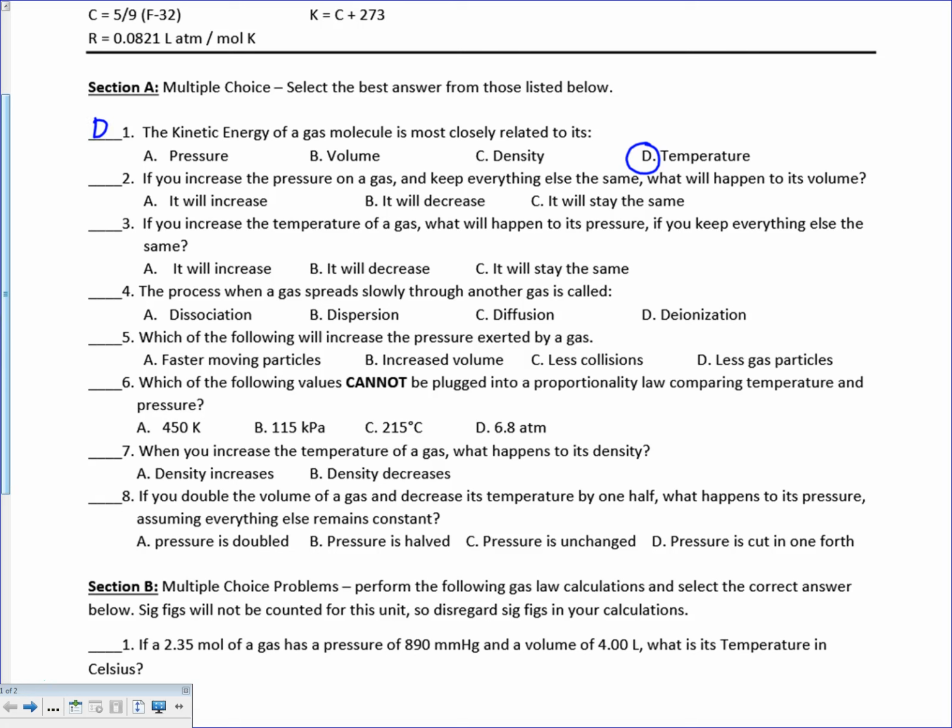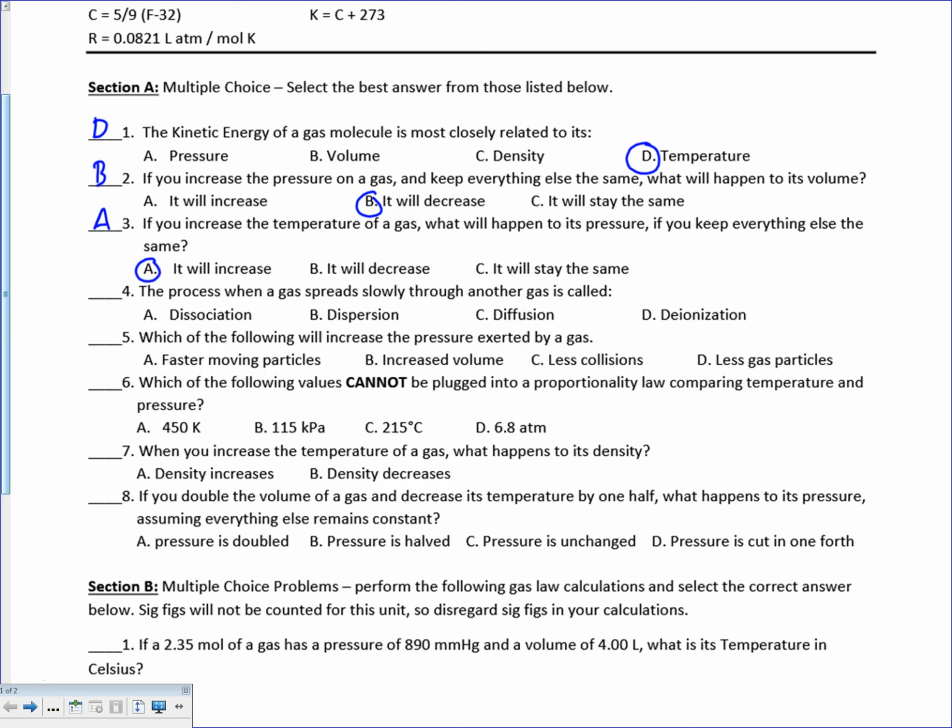Alright, if you increase the pressure on a gas and keep everything else the same, what happens to its volume? They're on the same side of the PV equals nRT equation, so they're inversely proportional. So if you increase pressure, you decrease the volume, so that it's B. If you increase the temperature of a gas, what will happen to its pressure? These ones are on opposite sides of the PV equals nRT equation, so they're directly proportional, so they go up together. So that's A.